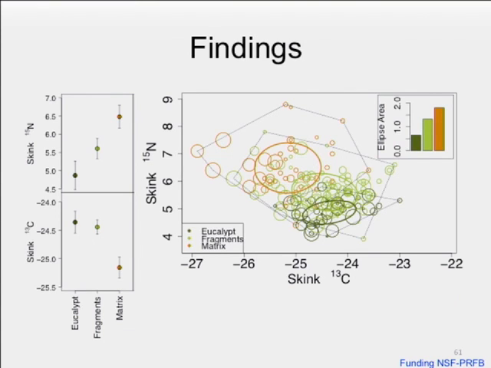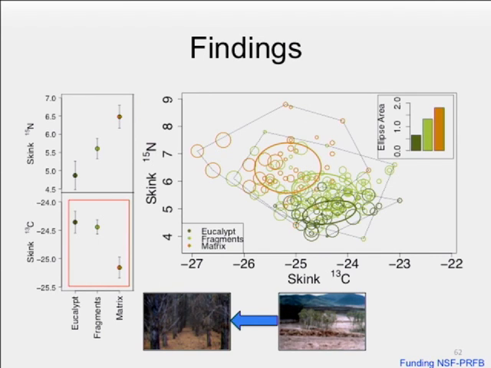So this is what we actually find. There's a lot here, so I'll break it down. Starting with the carbon-13, we see a pattern where there's no difference in the eucalypt or the fragments, but values in the matrix are much more depleted. And this is explained by a treatment by time interaction, time since fragmentation. So I mentioned that the matrix regenerated. As that matrix regenerated from a hot, dry, cleared matrix to a forest, the values became more depleted. And the time since fragmentation in this matrix niche is reflected by these bubbles here. So you see the bigger bubbles out here in the more depleted area.